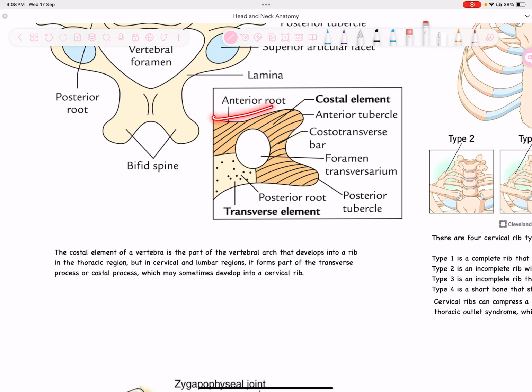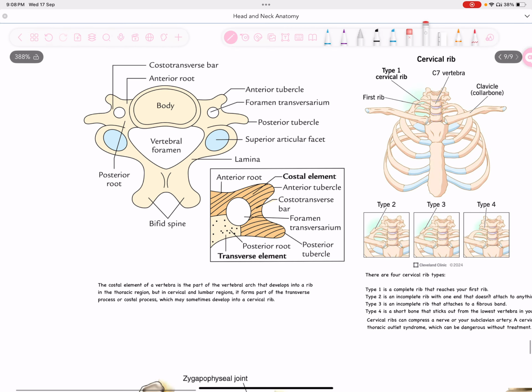So you can see this is the transverse element. It has a costal element, like everything has a costal element. So this is the costal element basically. In the thoracic vertebrae, it will turn into ribs. But in cervical and lumbar, it will turn into transverse process or costal process. So that's what they're saying, that there are chances that in the seventh cervical vertebra, this costal element may enlarge and transform into a cervical rib.